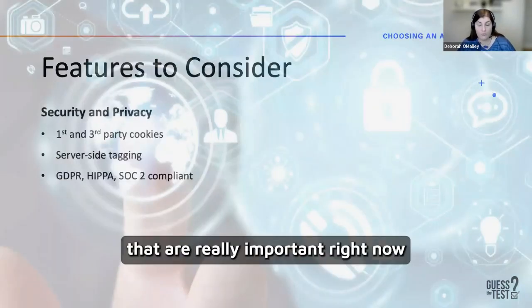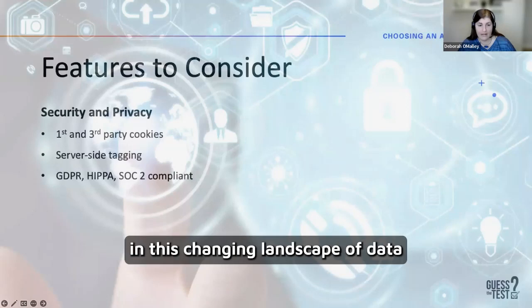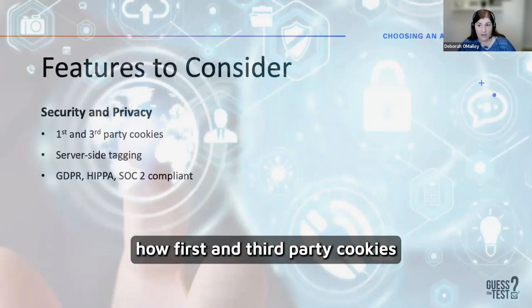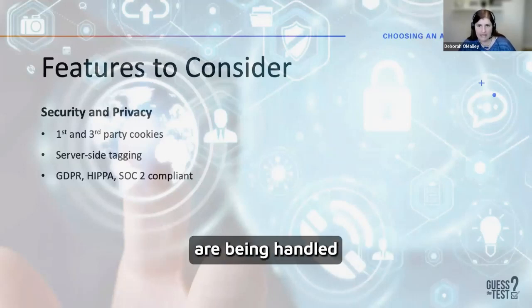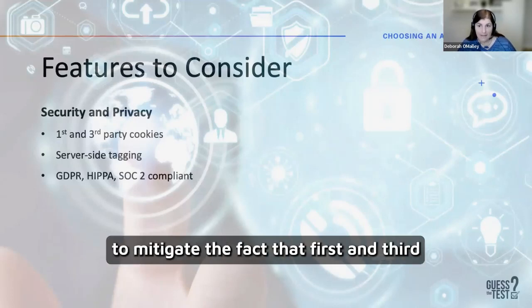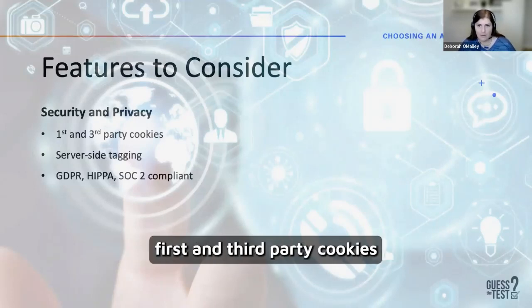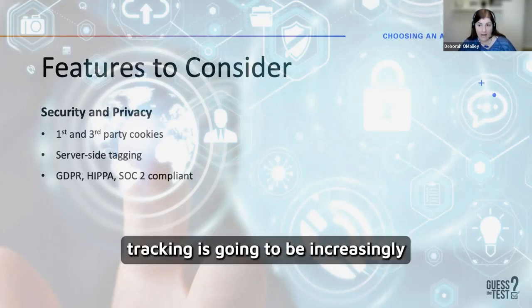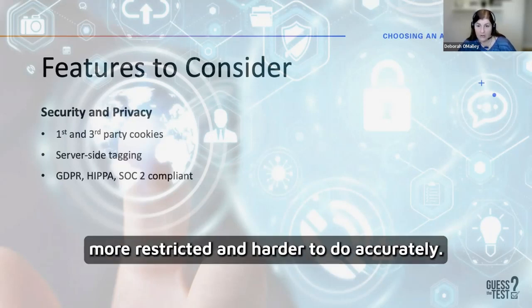Other features that are really important right now in this changing landscape of data and cookies and tracking are how first and third party cookies are being handled and what the platform is doing to mitigate the fact that first and third party cookies are eventually, probably in the next 3 to 5 years, going to become obsolete. And as a result, tracking is going to be increasingly more restricted and harder to do accurately.